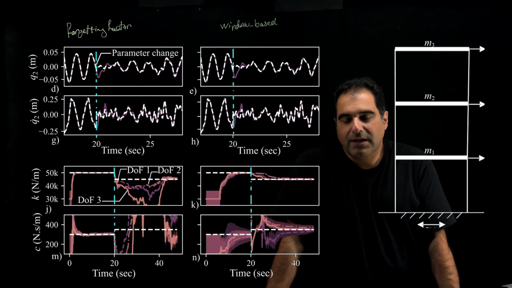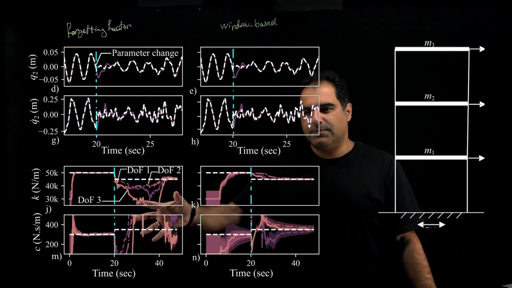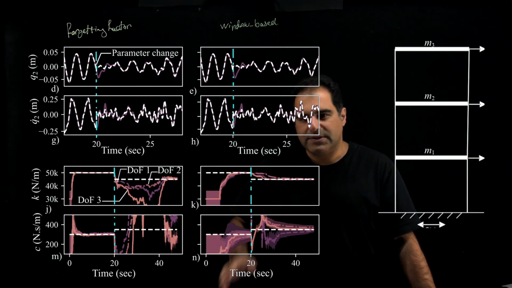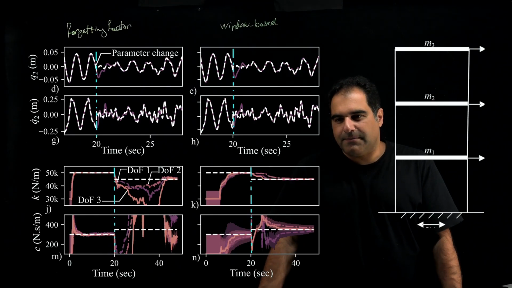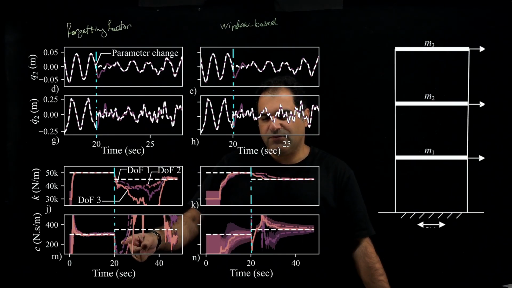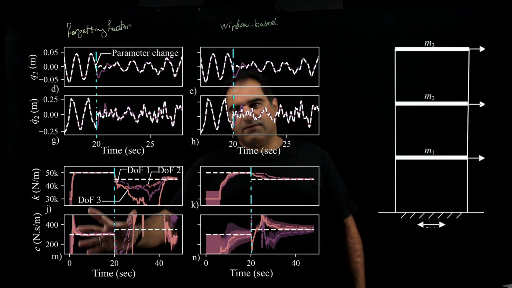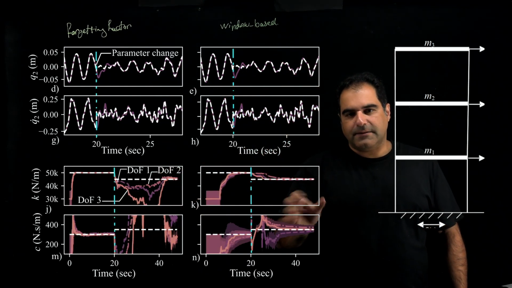And the story is like this. The white line for both parameters and states shows the ground truth, and the purple or other colors you see here are the estimated values for states and parameters. For example, for the stiffness value, the initial stiffness value is 50K, and at time 20, we change it to 45. And for the damping value, we increase it from 300 to 350 here. The first column is the results for the forgetting factor-based method, and the second column is for the window-based technique.